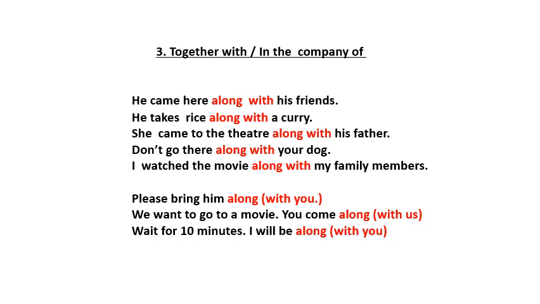And without writing the preposition with, we can also make use of along alone. Look at these examples. Please bring him along. When we write like this, it means along with you. We want to go to a movie. You come along. Here, along means along with us. Wait for 10 minutes. I will be along. Here also it means along with you. In this way, we can make use of along for the meanings together with or in the company of.